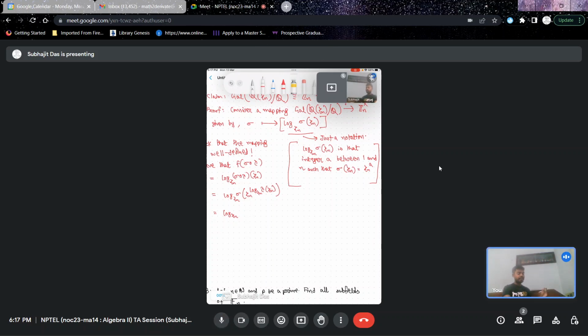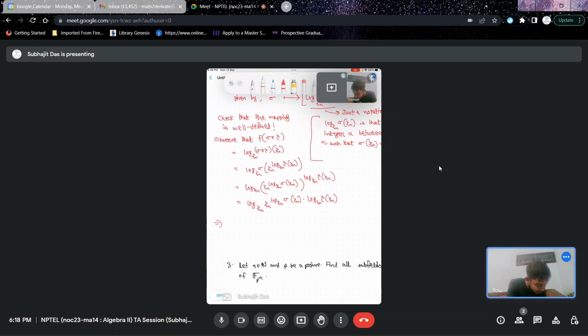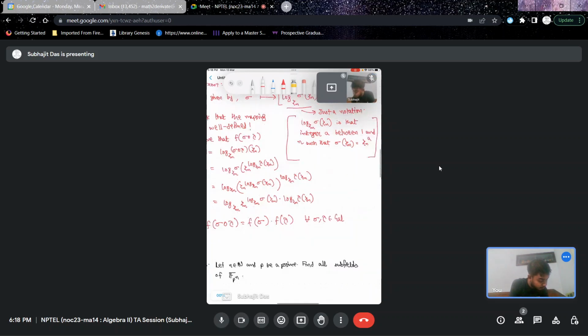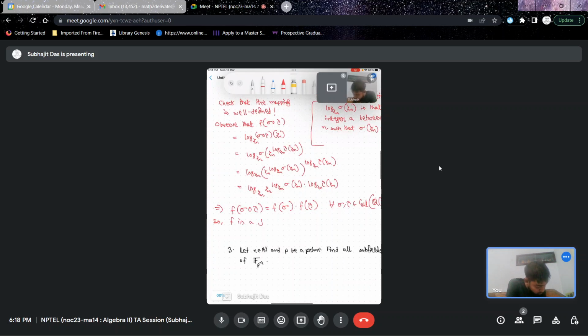Yeah, so this is log of ζ_n, σ of ζ_n to the power log ζ_n of τ(ζ_n). And what is this? This is ζ_n to the power log of ζ_n of σ(ζ_n), the whole to the power log of ζ_n τ(ζ_n), which is log ζ_n to the power log ζ_n σ(ζ_n) times log of ζ_n τ(ζ_n). So what I mean by this is that f of σ composed with τ is just f(σ) times f(τ) for all σ and τ in the Galois group of Q(ζ_n) over Q. So f is a group morphism.